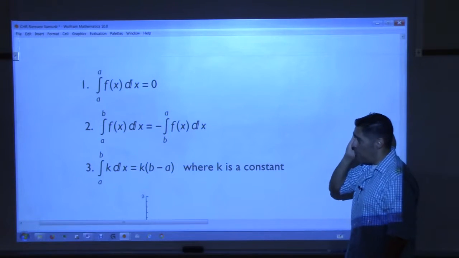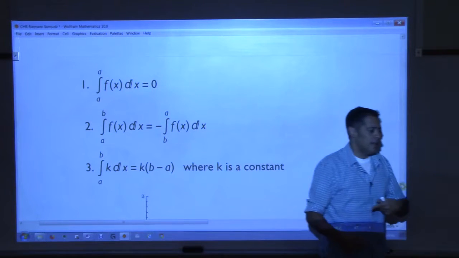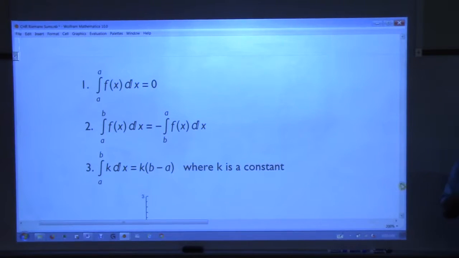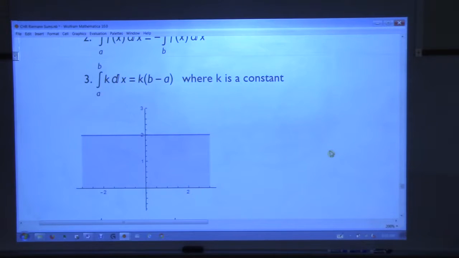All right, so if you want to reverse the direction of integration, that's fine, but you're going to get a negative answer, or not a negative, opposite answer. Make sense? Sure? All right, this next one, I have a picture.